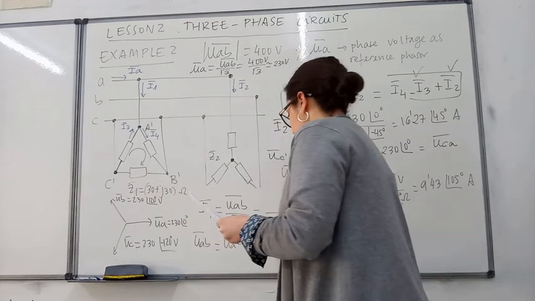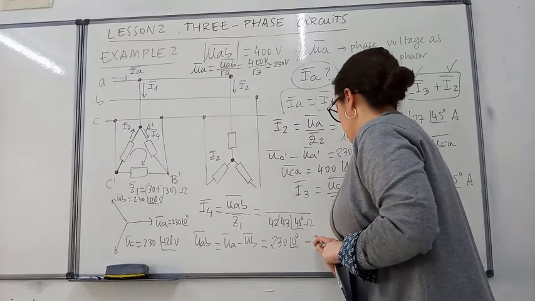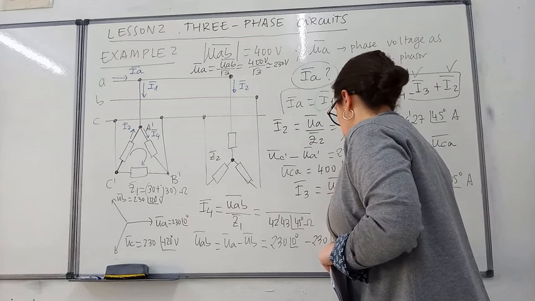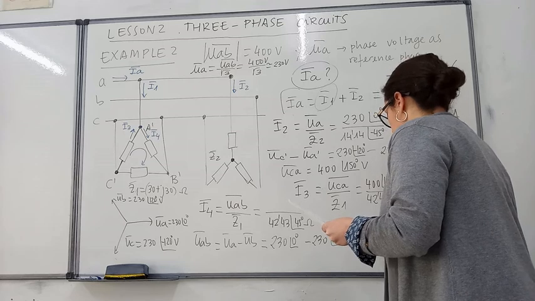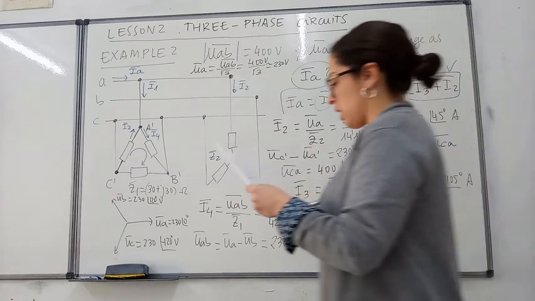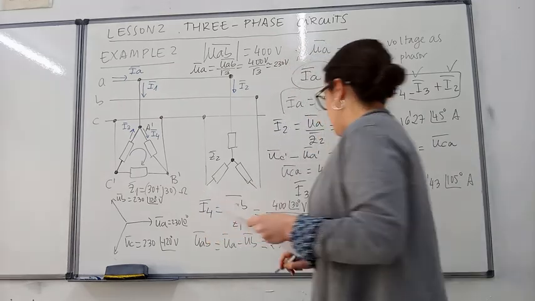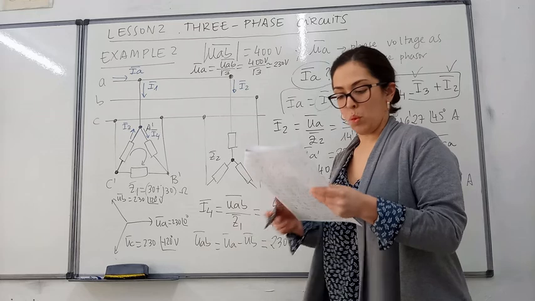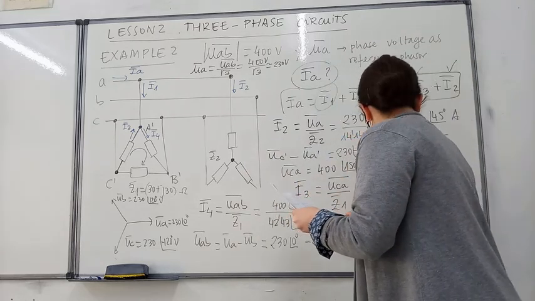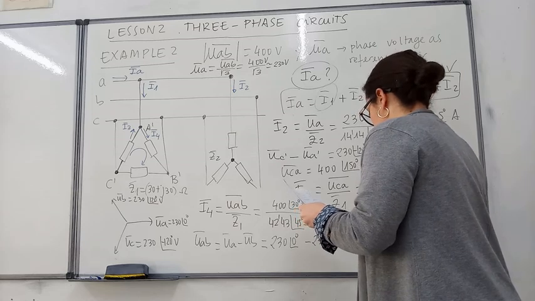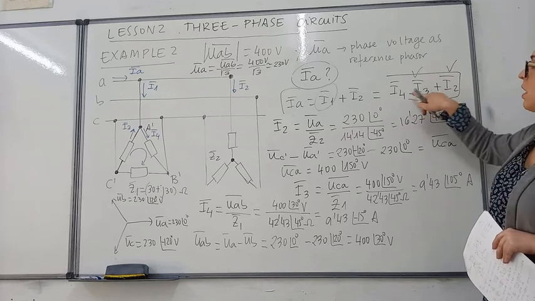230, 0 minus UB, which was 230, 120 volts. The result I have is 430 volts, and you can introduce that here. And that will give you the result for current 4, which is 9.43, minus 15 degrees in amps. So now we have currents 2, 3 and 4.